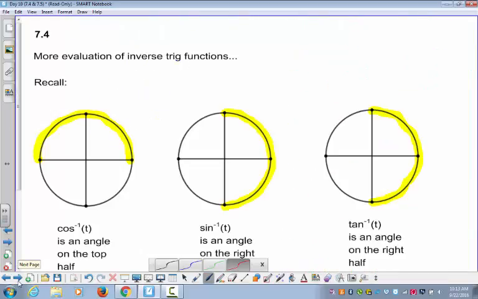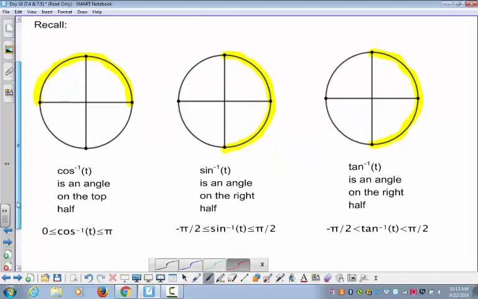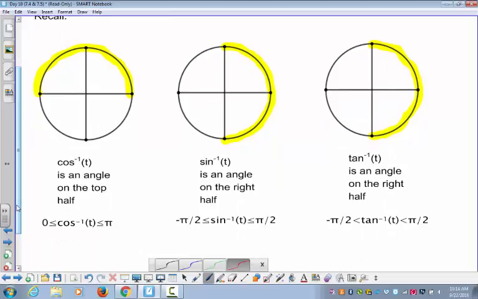All right. Let's go to the other topic that we were talking about. And last class, this is what we kind of focused on. We had our 3 primary inverse trig functions. And remember that when you see an inverse trig function, the first thing in your mind is angle. And then you have to ask yourself, is the angle on the top of the circle or the right of the circle? And here's the summary.